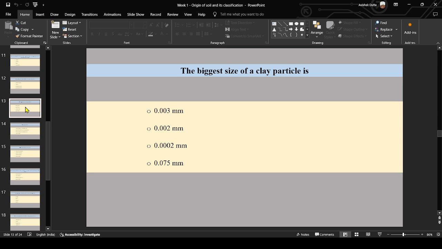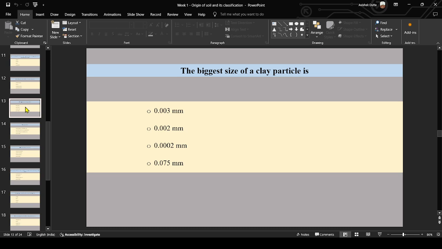The biggest size of a clay particle is. I think you have an idea right now about the particle size distribution and about the Indian standard classification of soil based on their grain size. As per that classification standard, or in a generalized sense, which among these options can be the biggest size of a clay particle?